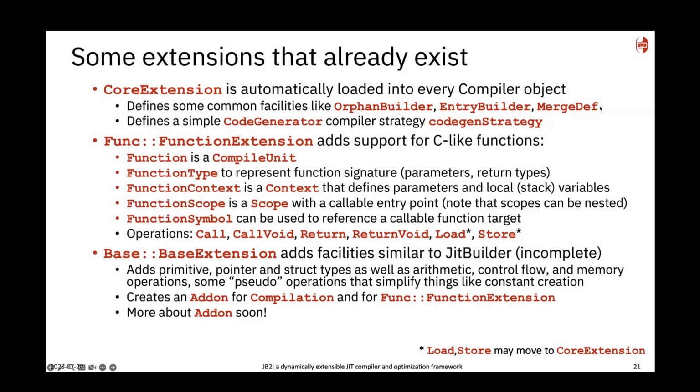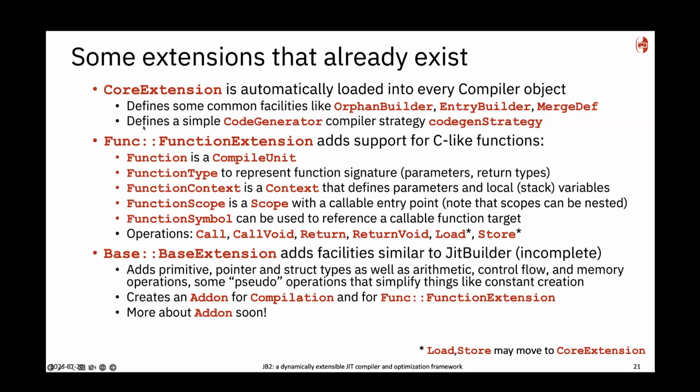JitBuilder 2 is not limited to single entry points and single exits from things. But right now, all you can create are functions. Even in principle, functions could have multiple entry points, but nothing uses that, and it would not be able to generate code for it if anybody did specify more than one entry point. But in principle, multiple entry points are supported, so you could have multiple entry builders for a particular compile unit. Merge def is an operation that I don't want to get into detail on.